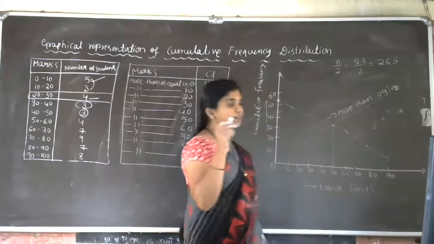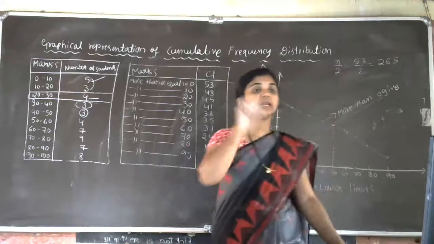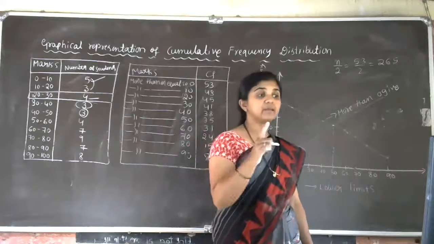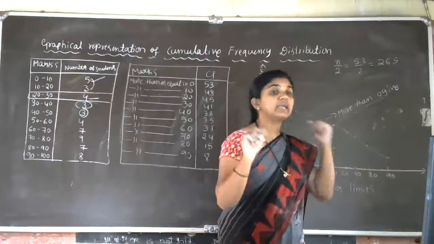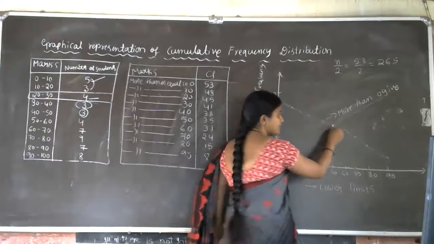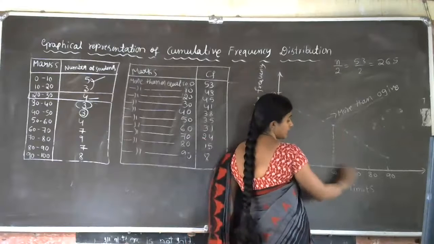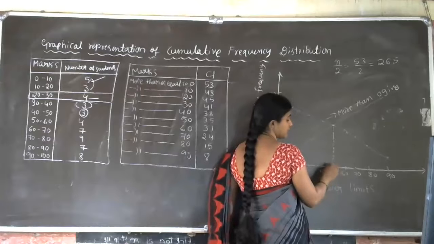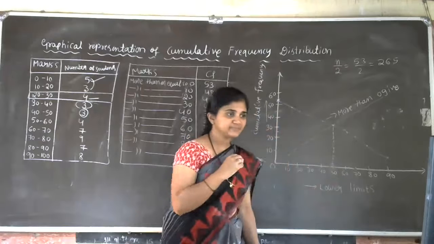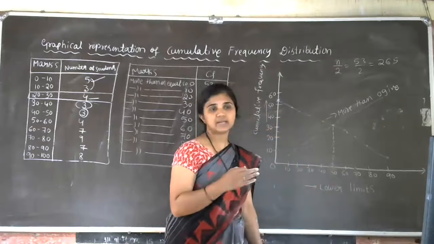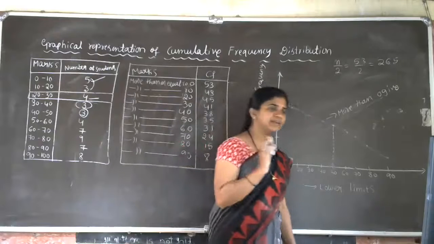In the less than type you have to do n by 2, and in the more than type you have to do n by 2. But when less than type and more than type are on the same graph paper, when the two arcs intersect at one common point, from that common point you extend to the horizontal axis, and that intersection point gives the median of the data. Is that clear, students? This is about the less than type ogive and more than type ogive. Very simple, same as the median concept only.